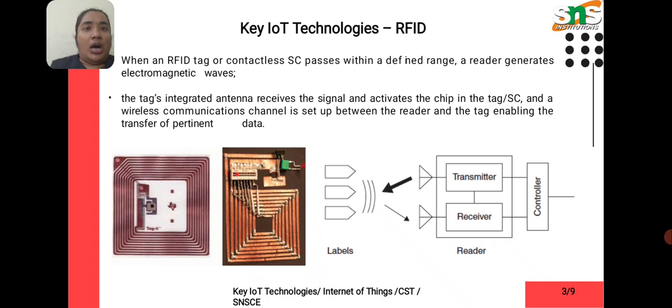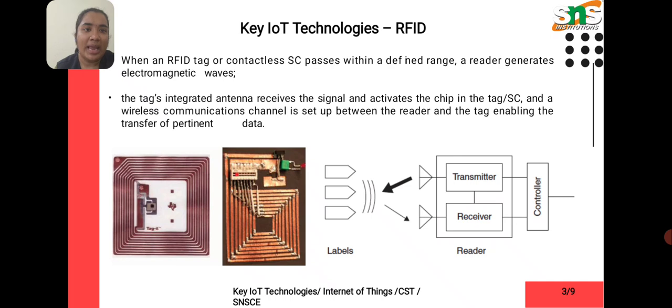When an RFID tag or contactless smart card passes within a defined range, a reader generates electromagnetic waves. The tag's integrated antenna receives the signal and activates the chip in the tag. Because of that, a wireless communication channel is set up between the reader and the tag, enabling the transfer of pertinent data.